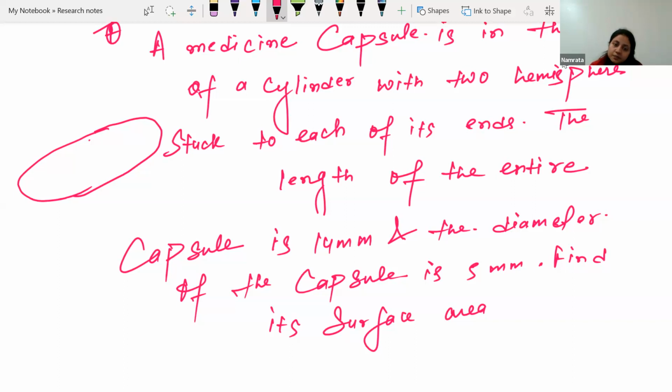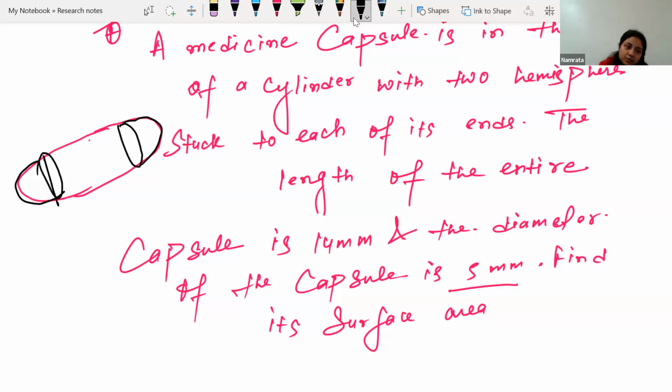Ma'am, what is the diameter of the hemisphere? Here it's written the diameter of the capsule is 5 millimeter. Ma'am, that means for the whole capsule it is 5 millimeter. Yeah, when the question says we have two hemispheres and one cylinder, it looks like this one. These are the two hemispheres, and in between we have one cylinder. So for the hemisphere the diameter is 5 millimeter only.